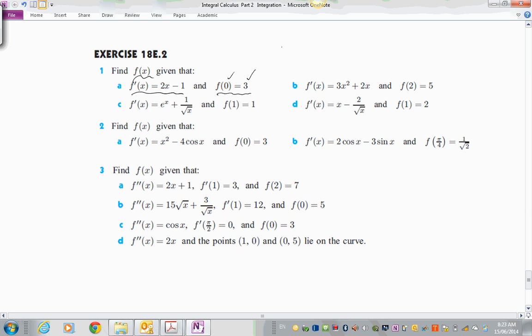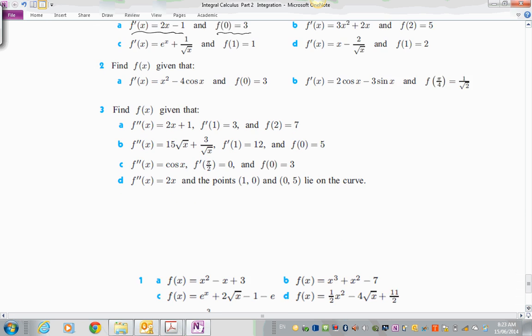Okay, have a go. Do most of these, I think, to keep your skill level up. And now I'll show you the answers. So pause it, have a go, and I'll show you the answers now.